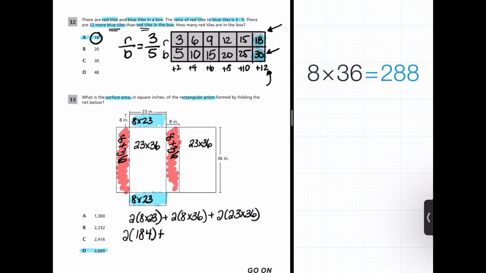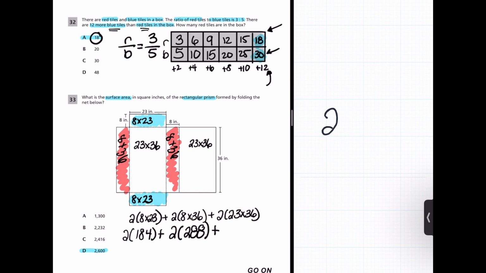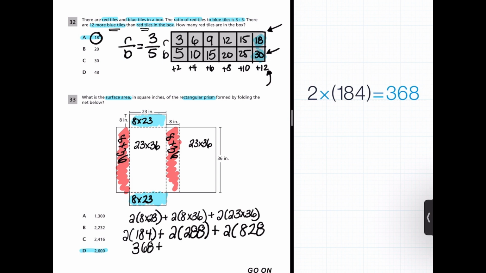So 8 times 36. And that's just in case it makes an error. It happens. So let's see, 23 times 36. Okay, so 2 times 828. All right, now I'm going to double my numbers. So 2 times 184. Again, even though I use a calculator, notice I keep all my thinking on the page. 2 times 288.